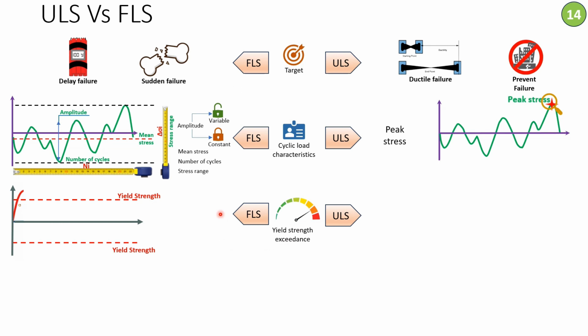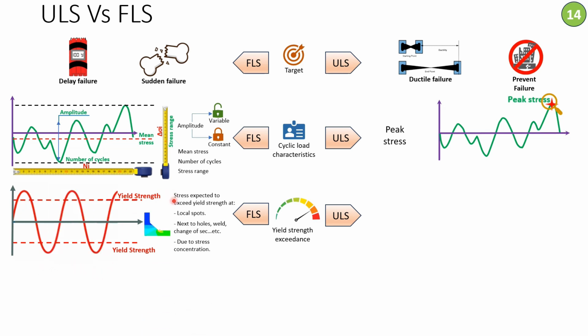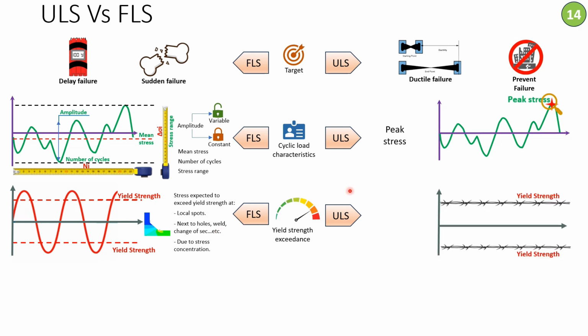Next is the yield strength exceedance. In the fatigue design, the code allows you to exceed the yield strength at the location of a stress concentration. As we can see, cyclic loading exceeds the yield strength limits, and this happens only at a local spot next to areas or zones of high stress concentration, like at weld toes. But on the other hand, in the ultimate limit state, you never exceed the yield strength. The stress limit is the yield strength with a bit of margin as well.